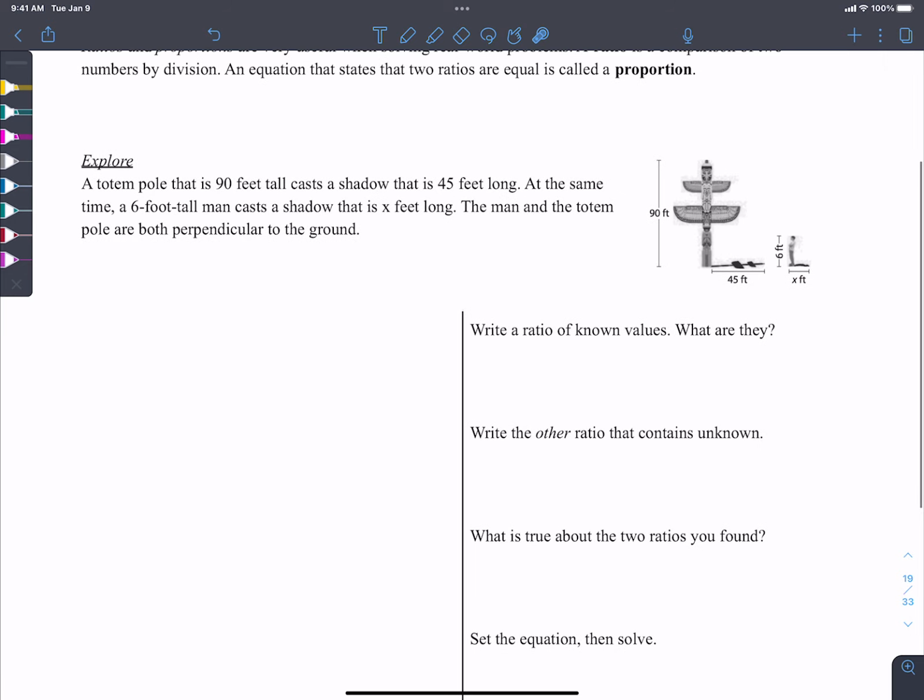Now, according to this, a totem pole is 90 feet tall and casts a shadow of 45 feet. So the pole is right here, the shadow is over here, and we're assuming the sun is here or something like that, casting a shadow like this. Because the sun is so far away, the angle at which it casts a shadow will remain the same, whether you're talking about a gigantic 90 feet tall totem pole or merely a 6 feet tall gentleman, like so.